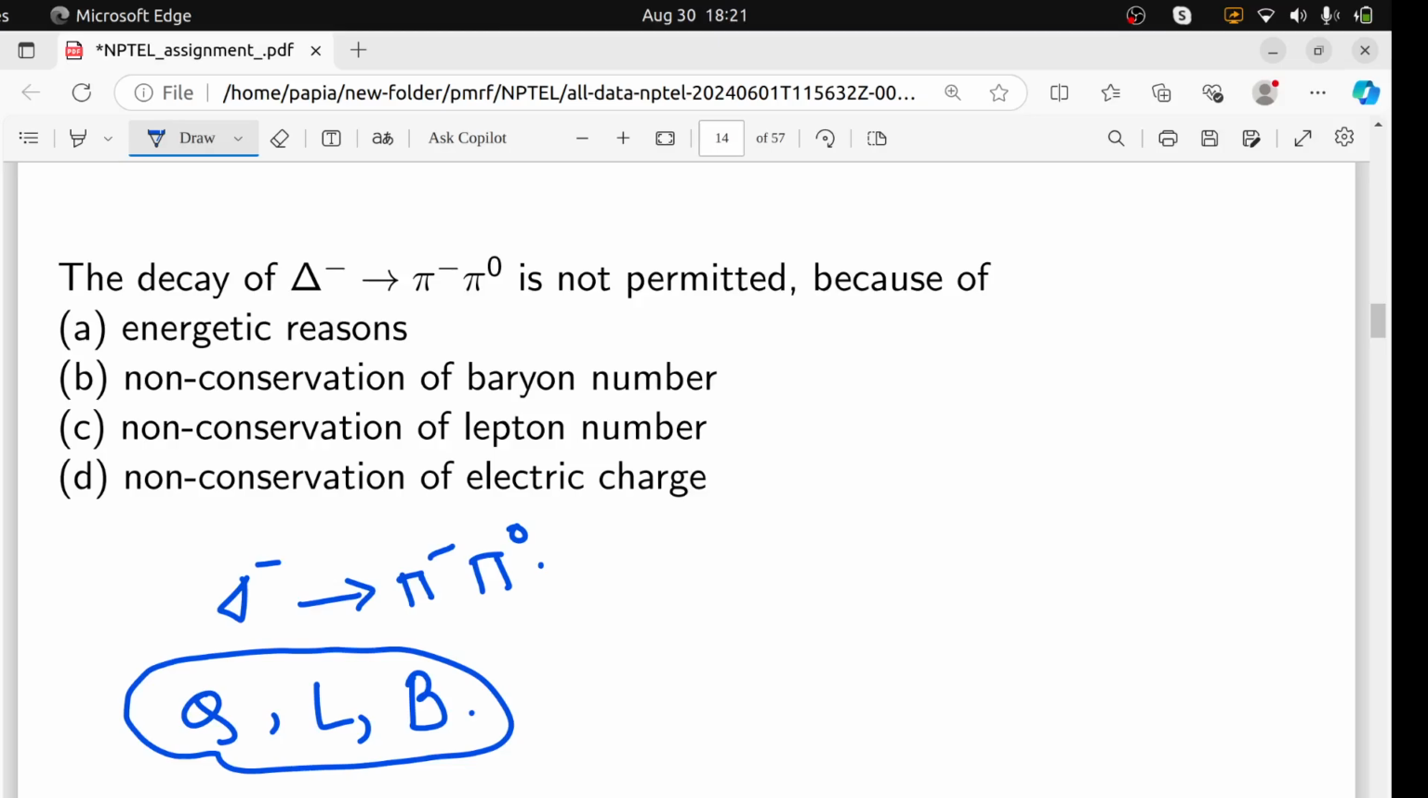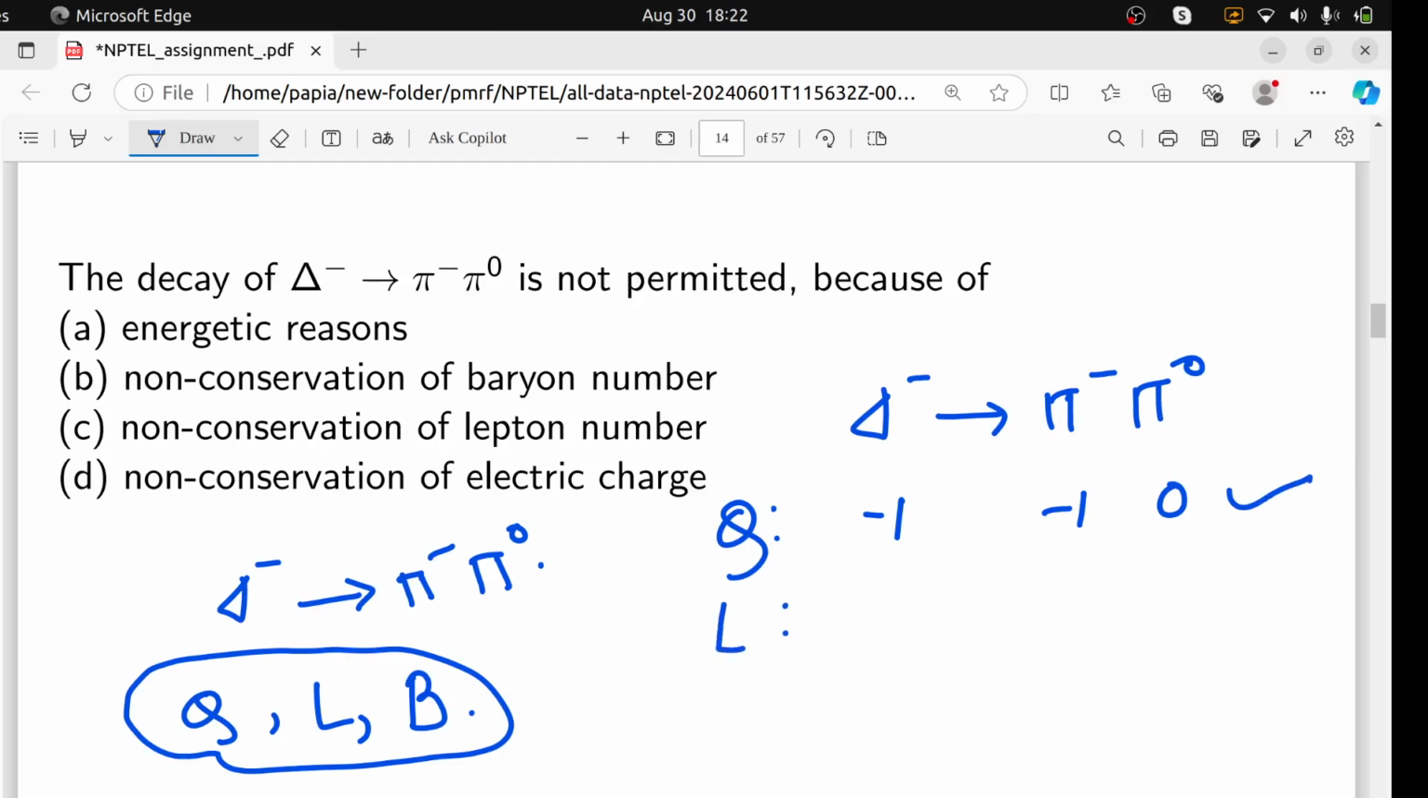So these three should be conserved in any nuclear reaction. Among these three, if at least one is not conserved, that means the nuclear reaction is not going to happen. So now we will just check that right now. Very first, delta minus going to pi minus pi 0. So Q is -1, -1, 0. So Q is fine here. Now coming to lepton number. Obviously delta minus, pi minus, pi 0, none of them are leptons. So that will be 0, 0, 0. That is also fine.